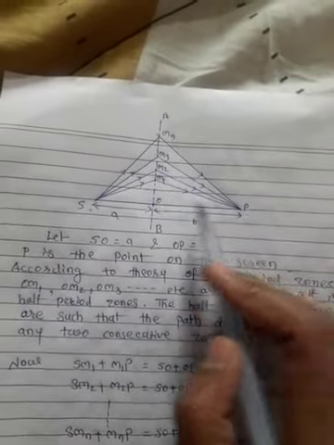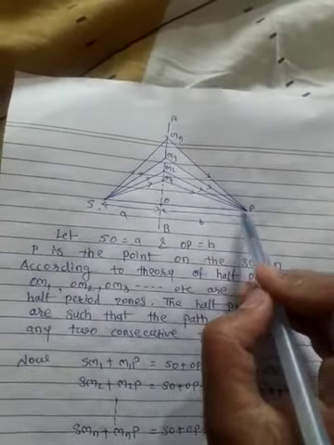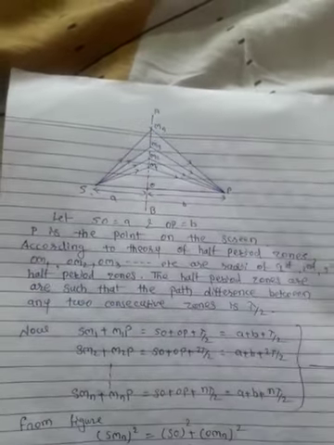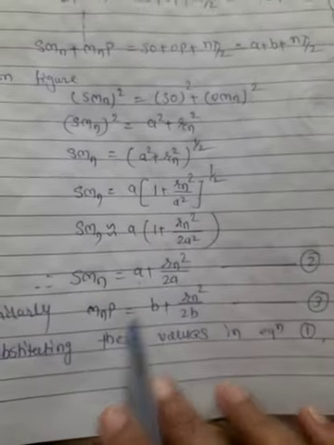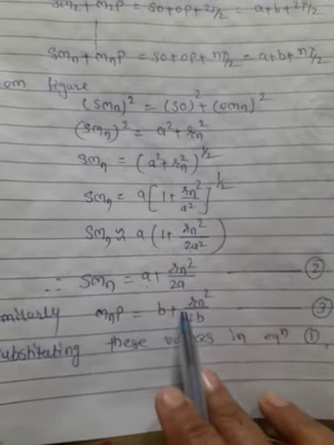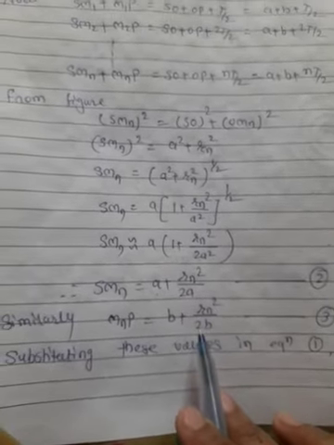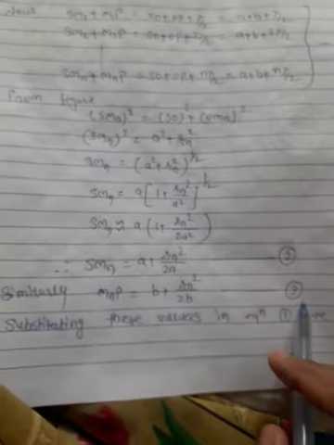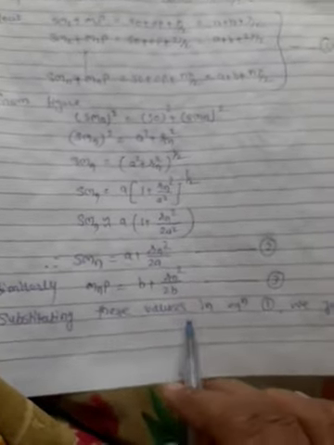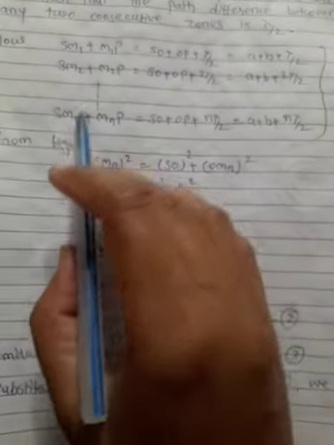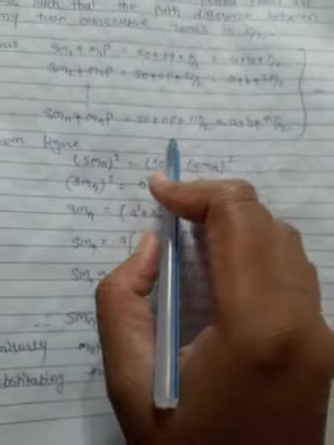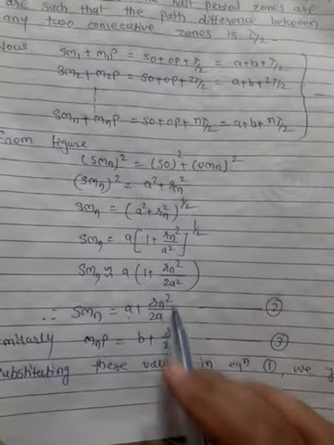Similarly, if we consider the POMN triangle, and again apply the hypotenuse rule and solve by this method, finally we get this equation: MNP equal to B plus Rn square upon 2B, equation number 3. Now we substitute this value in equation 1, means the values of SMN and MNP, in equation 1.